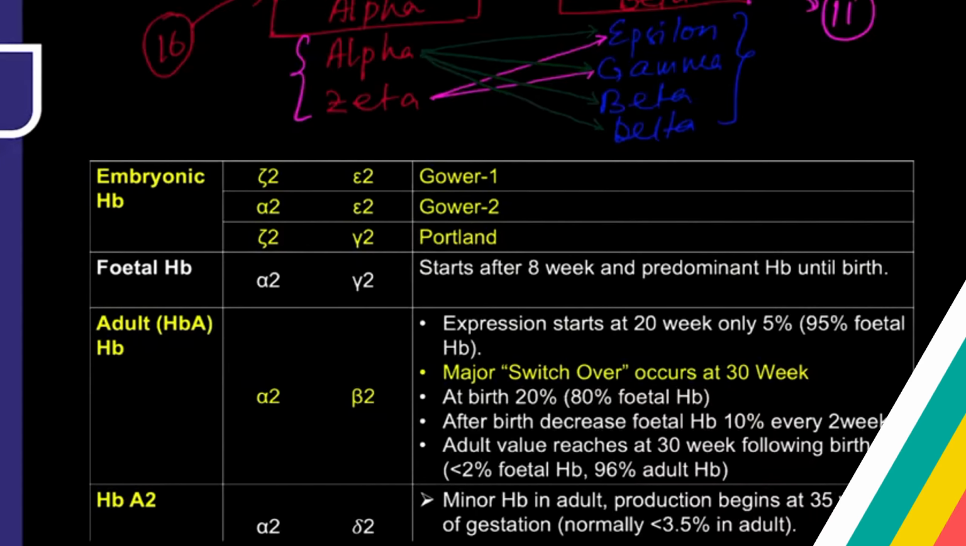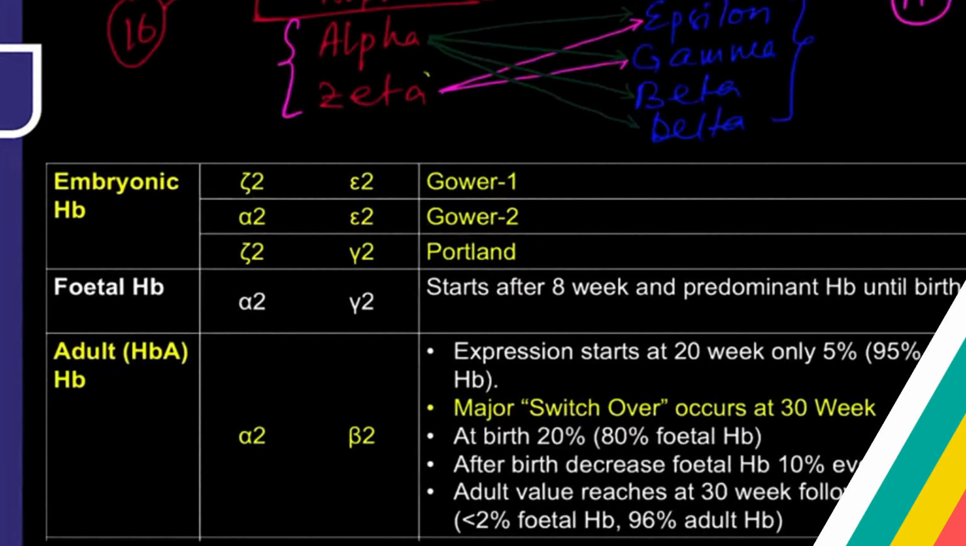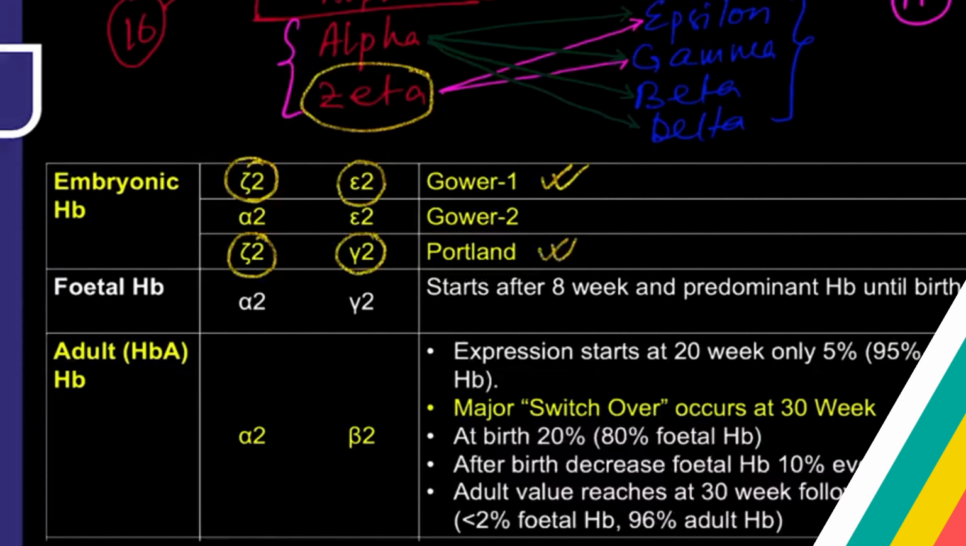So first you look at zeta interacting with either epsilon or gamma. What is going to form? So this is zeta chain, this is zeta chain. Zeta interacting with epsilon, 2 zeta, 2 epsilon, this is known as Gower 1 hemoglobin. Zeta interacting with 2 gamma chains, this is known as Portland hemoglobin. And alpha interacting with epsilon, this is known as Gower 2.